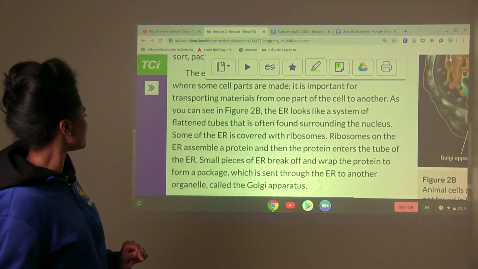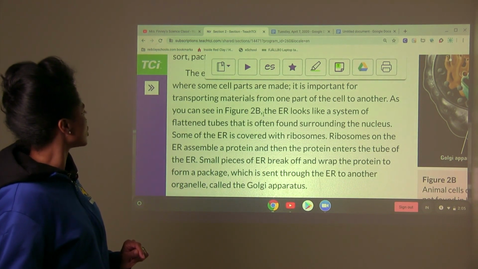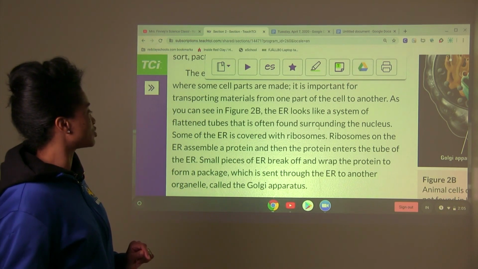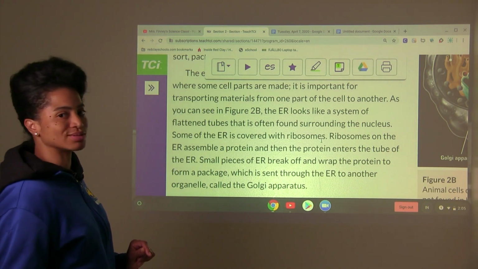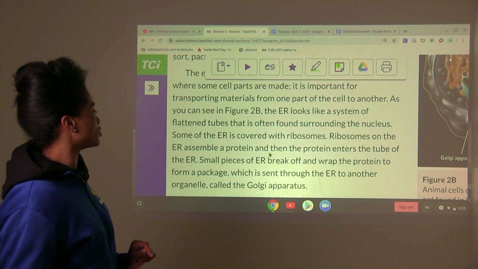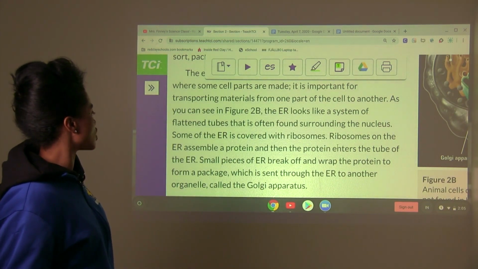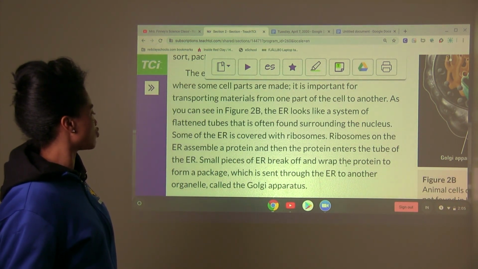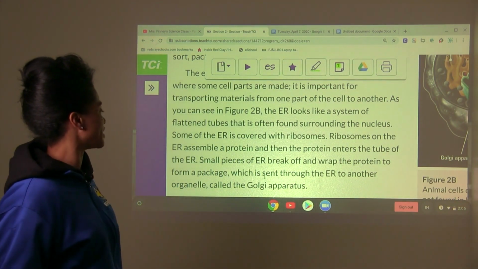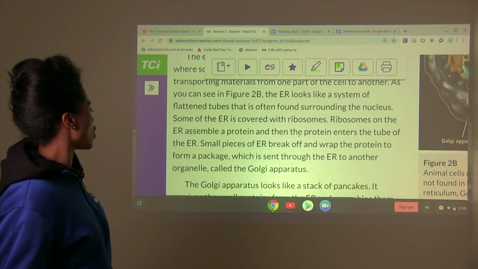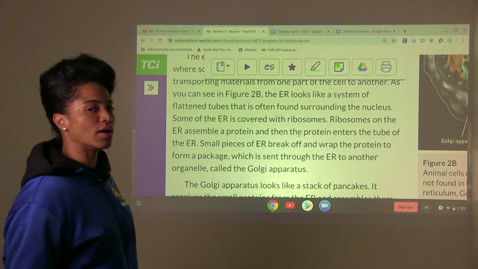All right, here we go. As you can see in figure 2b, the ER looks like a system of flattened tubes that is often found surrounding the nucleus. Some of the ER is covered with ribosomes. We talked about them yesterday. Ribosomes on the ER assemble a protein, and then the protein enters the tube of the ER. Small pieces of ER break off and wrap the protein to form a package, which is sent through the ER to another organelle called the Golgi Apparatus.